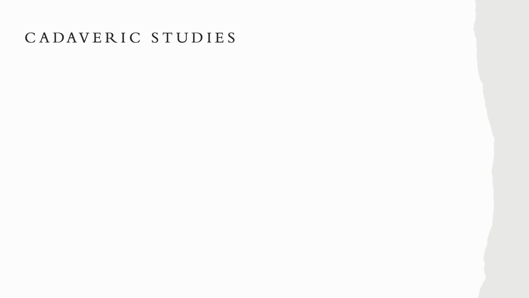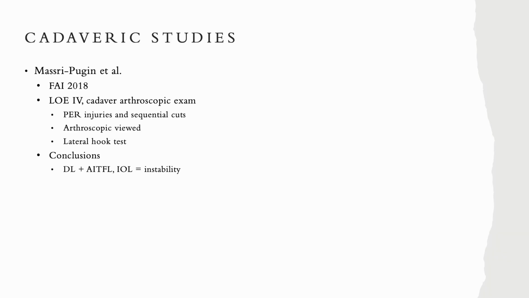Going into arthroscopy, there are some good studies about doing arthroscopy and sectioning. Here are some more cadaver studies about this. In a 2018 arthroscopic exam, they used pronation external rotation injuries, did sequential cuts, then did arthroscopic views, and then some specific testing. They concluded that you have to have multiple ligaments injured. So the deltoid plus the anterior inferior tib-fib ligament or the interosseous equals instability. If you just have two, you're probably not going to have major instability, and maybe that doesn't mean you need to fix it. But again, who wants to take that risk?